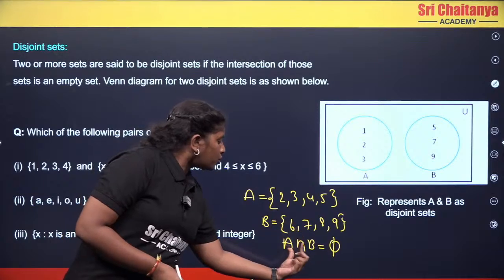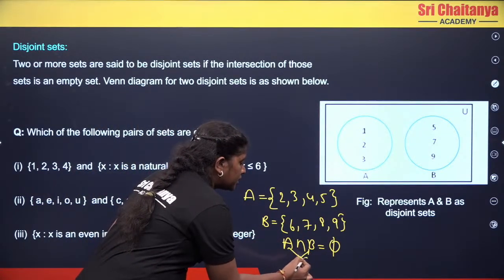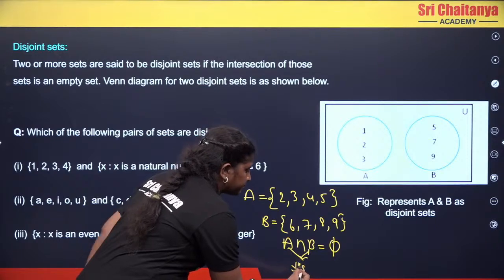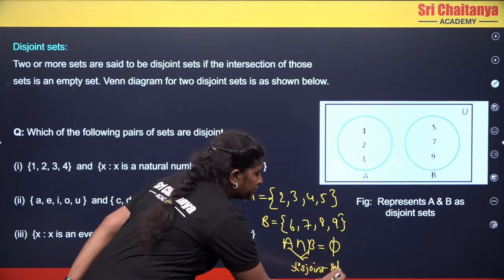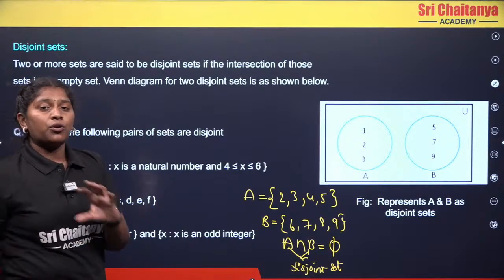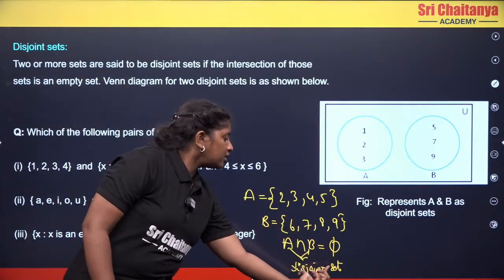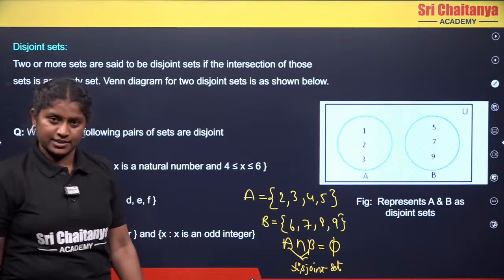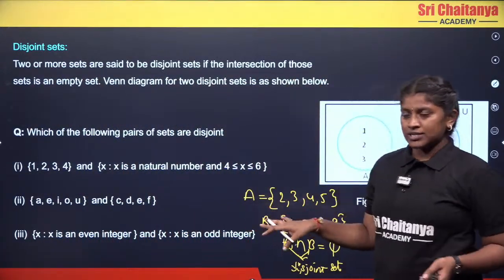So what are we going to call both A and B? Both A and B will become disjoint sets. Okay. The name itself tells you that if you do not have any common elements between both the sets, then we call them disjoint sets. Okay, so now let's solve a simple question on the disjoint sets.